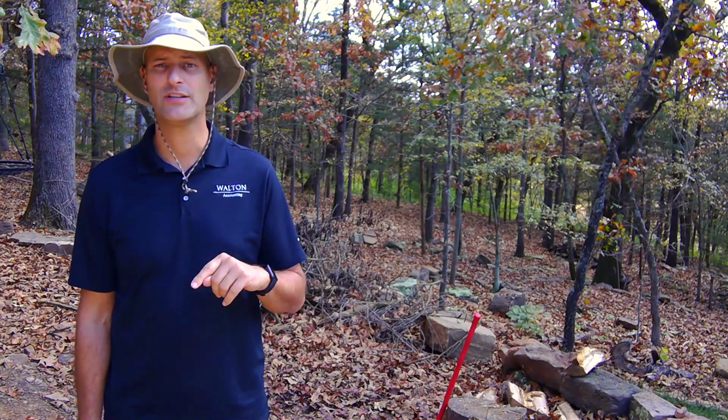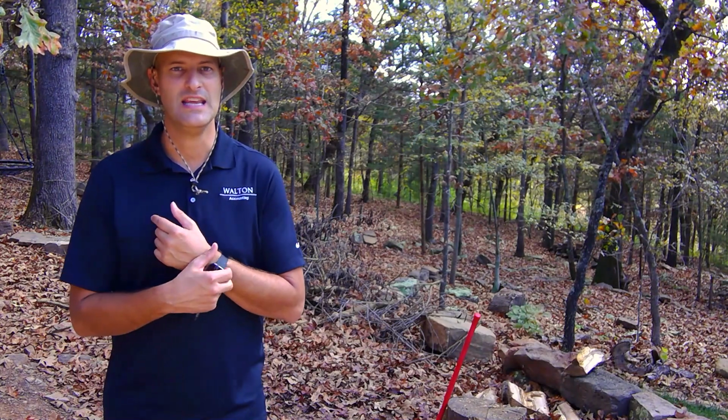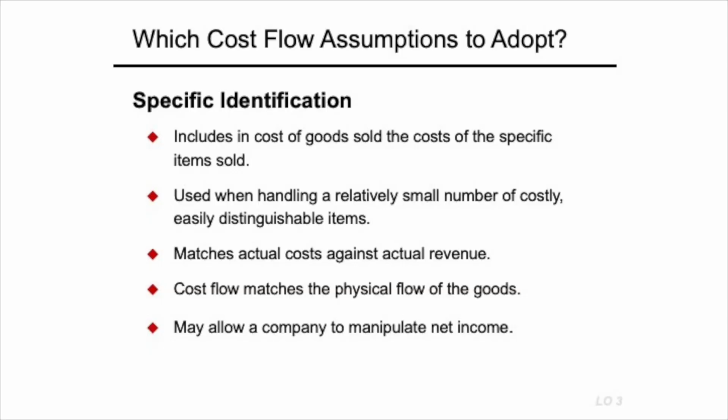Now the question is, how much of that did we not sell? How much is still sitting in the inventory? Under specific identification, we are going to specifically identify which items we sold, pull those costs, and that's what we're going to apply.